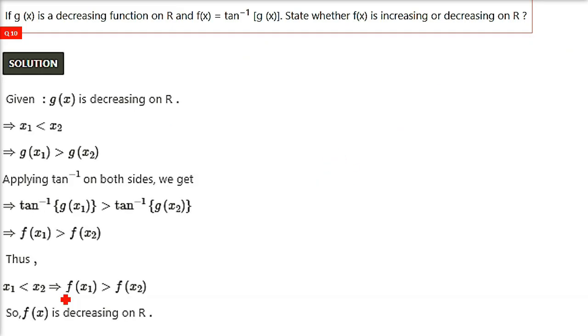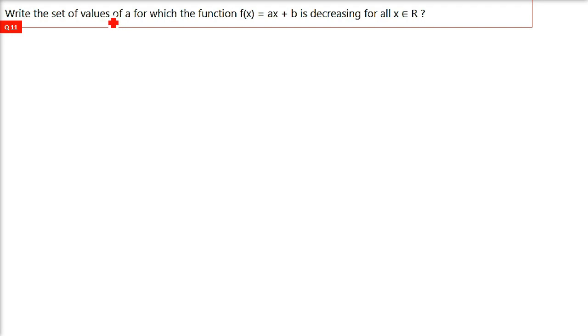This is again a straightforward question. If you know the property of tan inverse, I don't think there will be any trouble solving this question. This is how you're going to write it, because writing is very important. The question can be on tan inverse, cos inverse, sin inverse. Write the set of values of a for which the function f(x) = ax + b is decreasing for all x belonging to R.